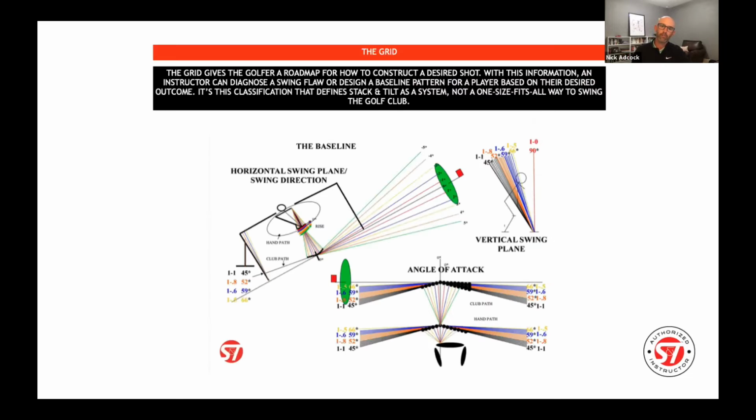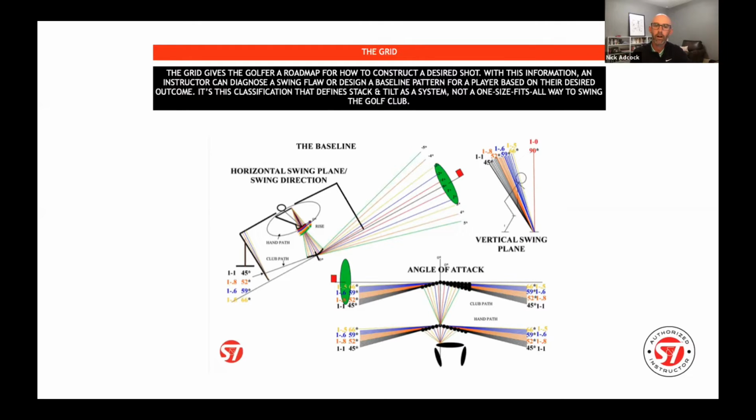So just to give you an example for some different systems inside of the Stack and Tilt world, this is what we call the grid. This is just a way to break down the different options a golfer has based on the club they're swinging, the shot they're trying to hit. It's a way for a coach to understand and then attach an outcome to different components.